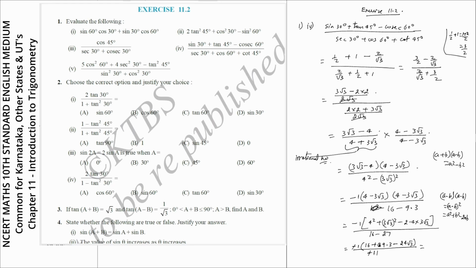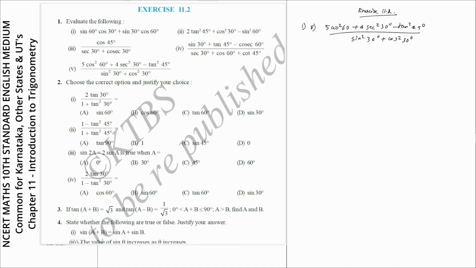So 16 plus 27, I will get 43. So (43 minus 24 root 3) divided by 11 is the answer. And that completes this problem.